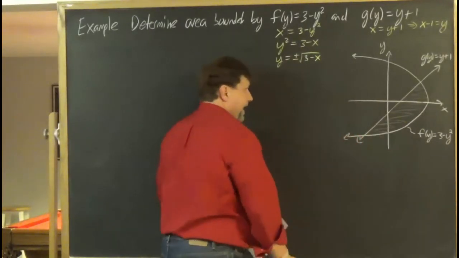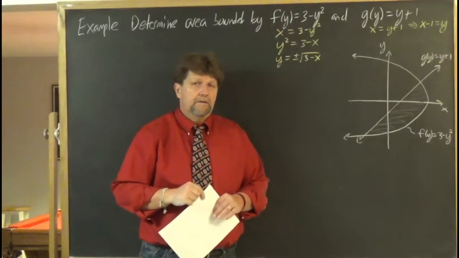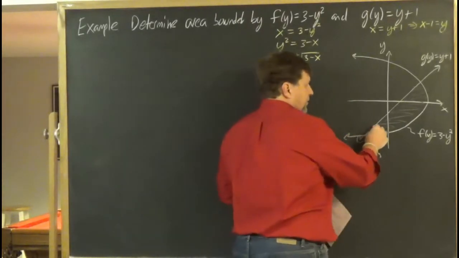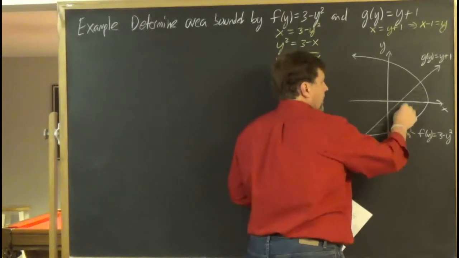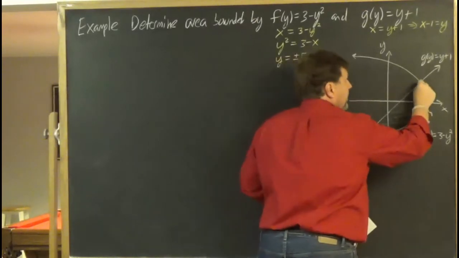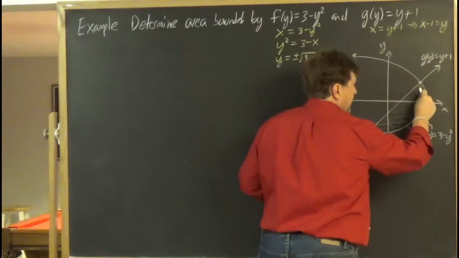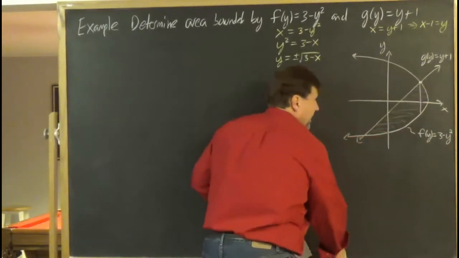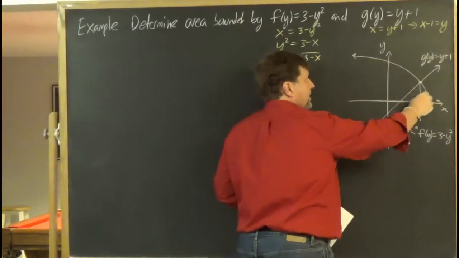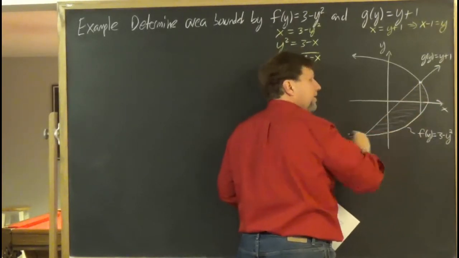Let's talk about why I would not want to use a vertical rectangle. Notice, with a vertical rectangle, if I put a vertical rectangle here, or here, or here, all the way up to this point of intersection. In fact, let me just draw a vertical line right here. If I put a vertical rectangle anywhere to the left of that vertical line in this region, that would be the top curve. This would be the bottom curve.